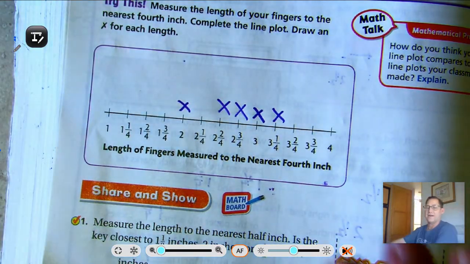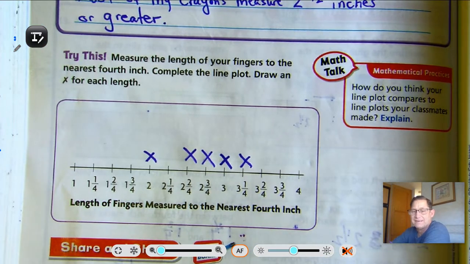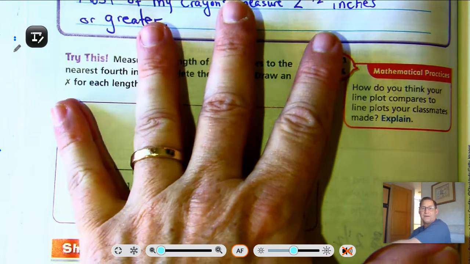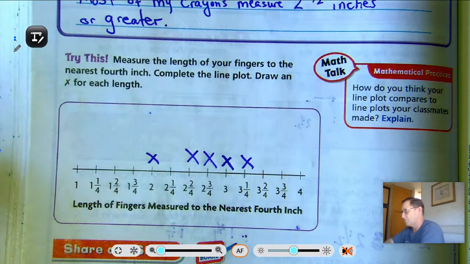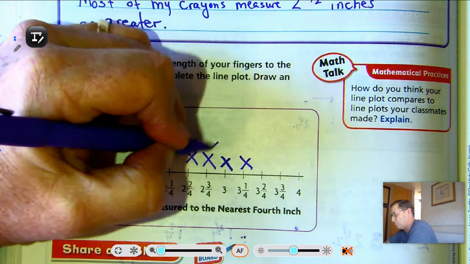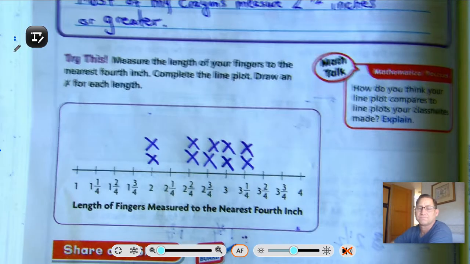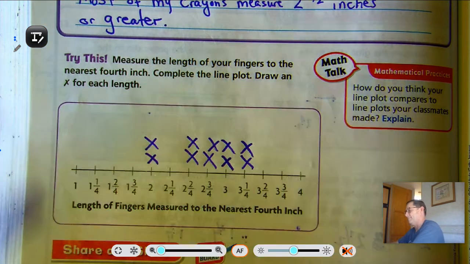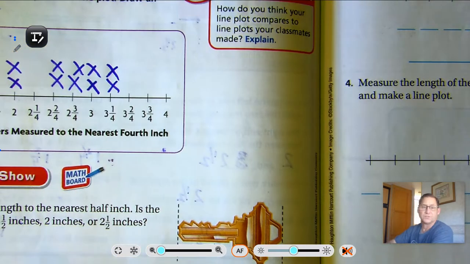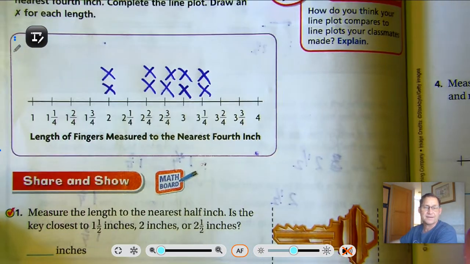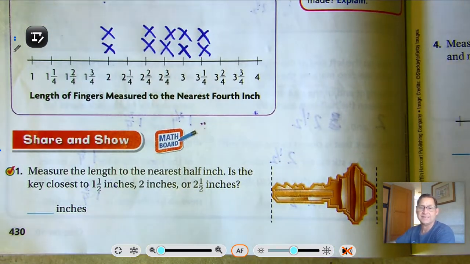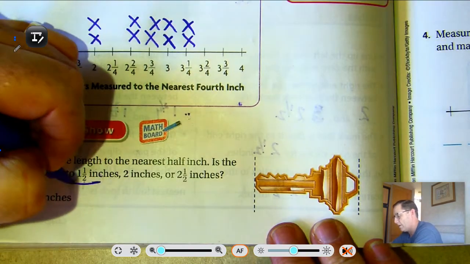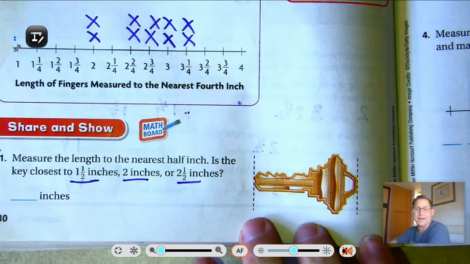All right, so now that's on one hand. I'm going to assume my fingers are the same length on both hands. Okay, so I'm going to double the X's on each one. Okay. All right. So that was to the nearest fourth inch. Now, measure the length of the key to the nearest half inch. Is the key closest to 1.5, 2 inches, or 2.5 inches?